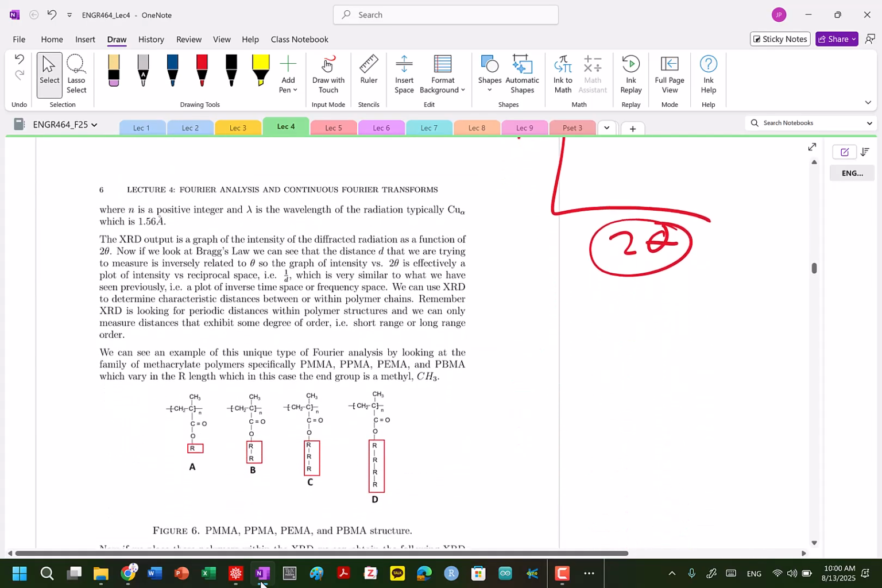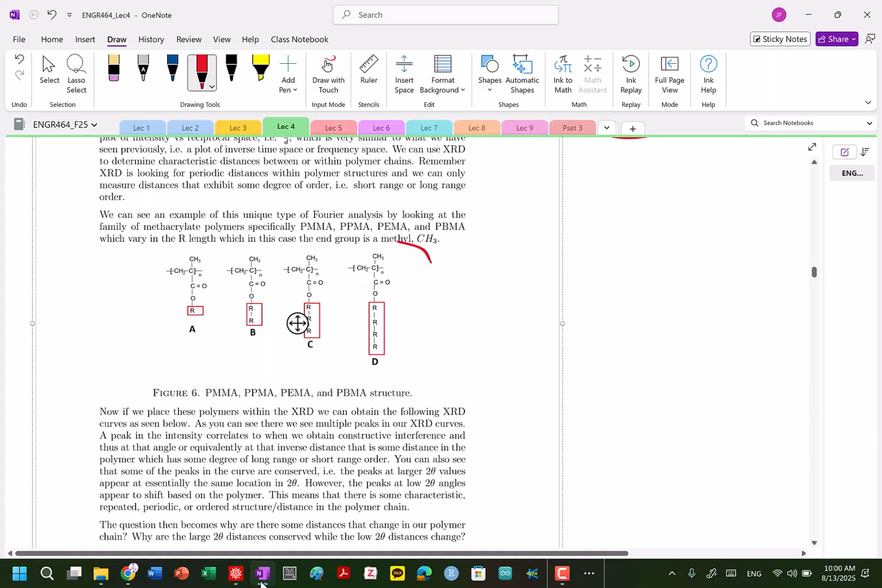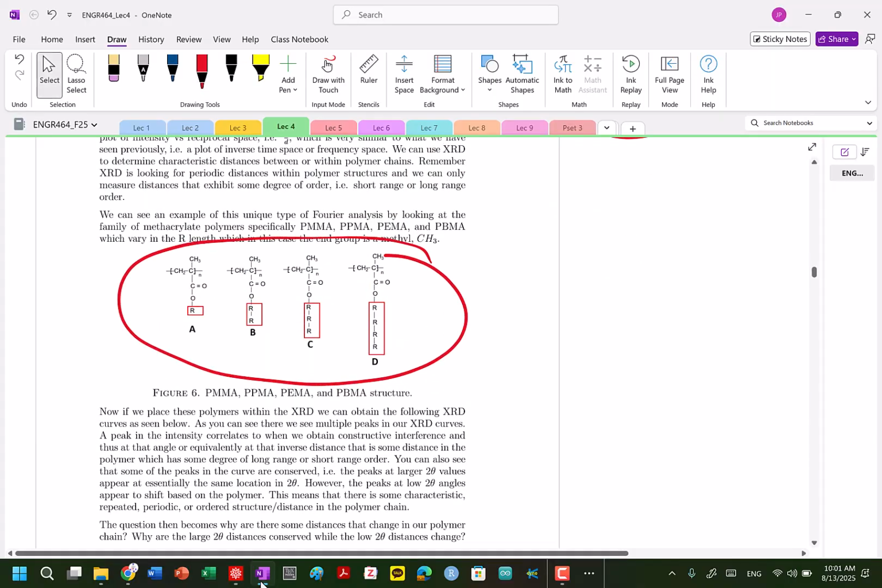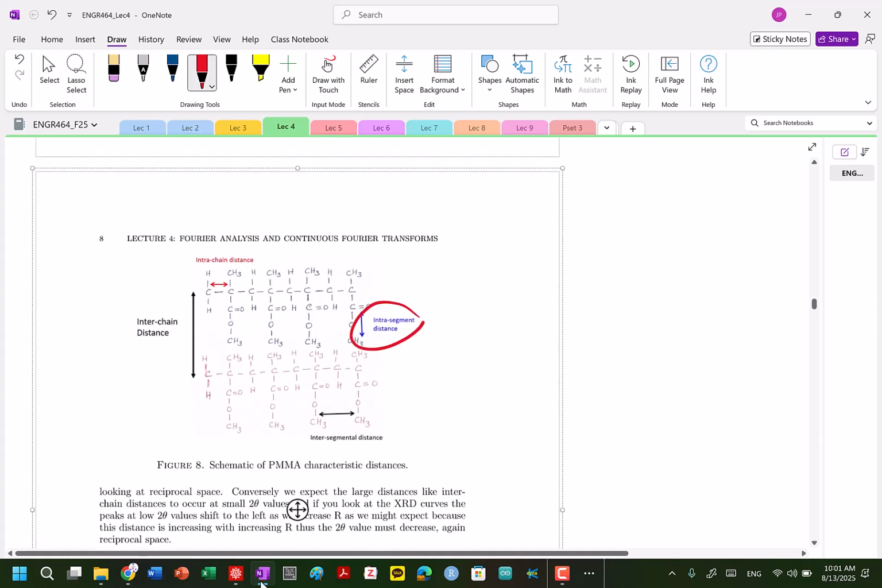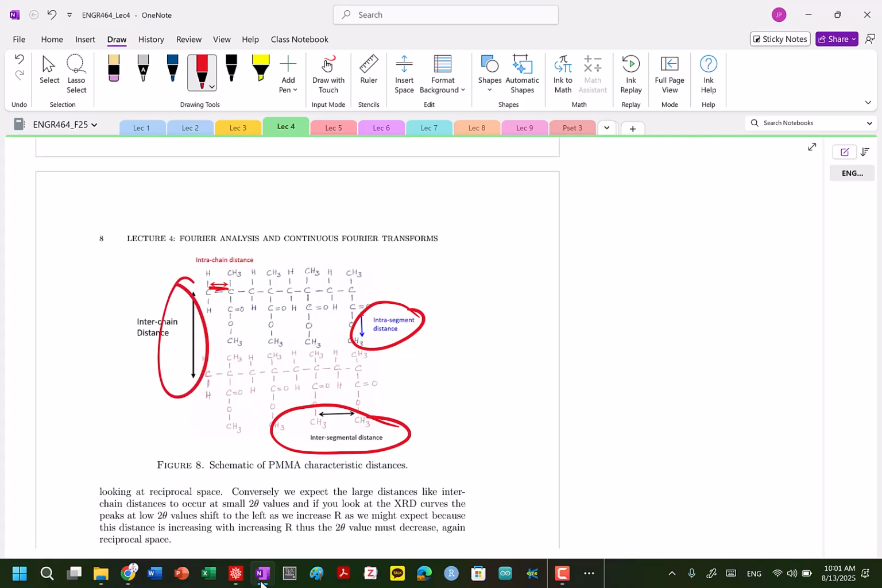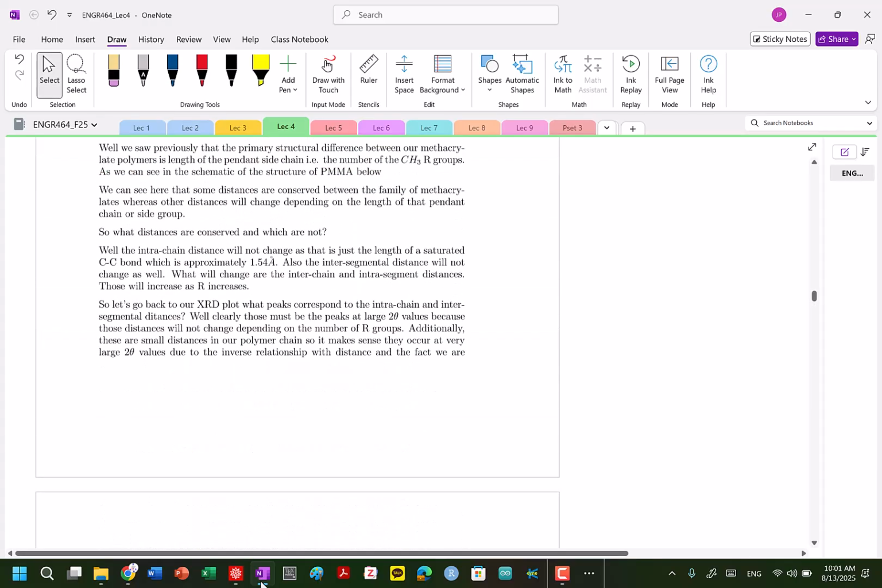So in XRD, you can even use this if I have, for example, a family of polymers, where some distances are changing within the polymer. Like this intrasegment distance, intersegment distance. This distance is changing, this distance is changing, this distance is not changing. Neither is this distance. So basically you see these small distances, so large angles, are conserved, but these large distances or small angles are changing.